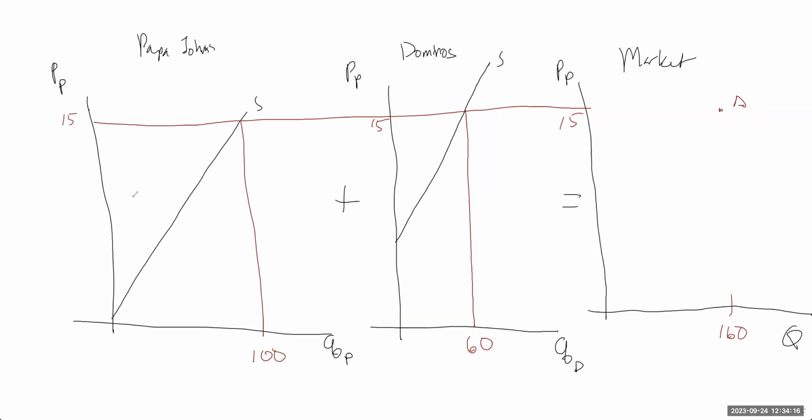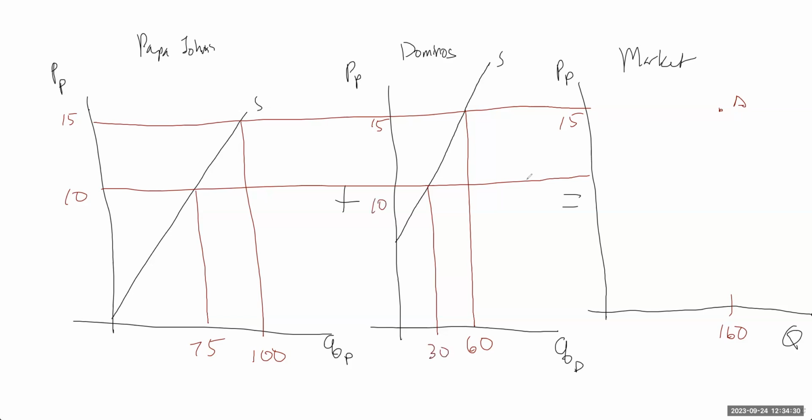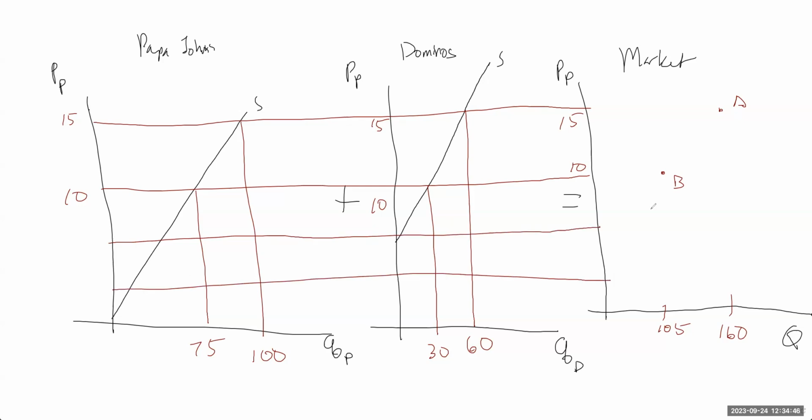We have point A. We do another one down here at $10 a slice. Papa John's wants to sell 75 slices. Domino's wants to sell, I don't know, 30 maybe? It looks like about 30. And so 30 plus 75 is 105. So maybe we're about right here, B. And we could do that for another price like right here, another price down here, and we could get C, D, connect these dots, and we get the market supply curve.